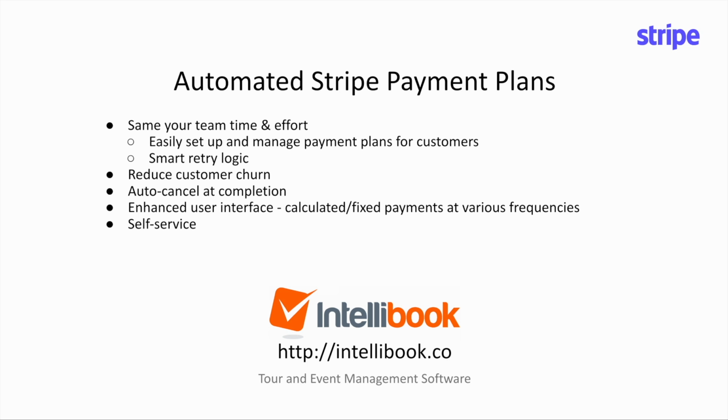Reduce your customer churn by helping customers spread their payments over time and reduce the shock of final payment leading to a booking being cancelled. Intellibook's integration will automatically cancel a customer's payment in Stripe once the final payment has been made. And our enhanced user interface for creating automated payment plans from the Intellibook backend will allow for multiple frequencies and either fixed or calculated payments.